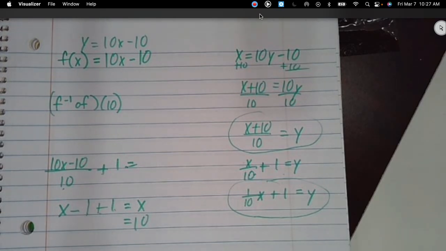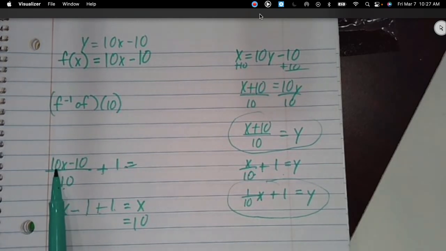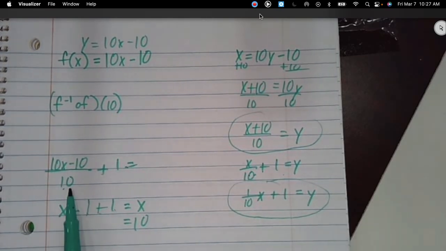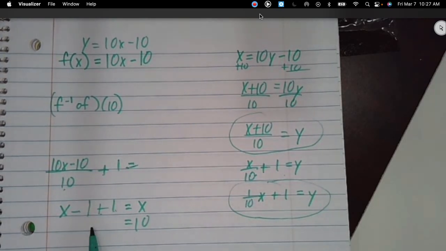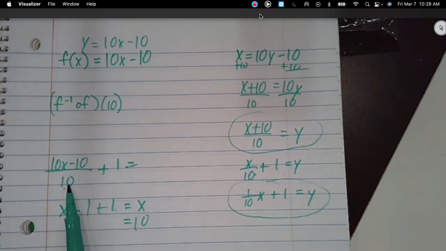Hold on. This may be a stupid question. I'm sure it is. But when I was watching you subtract 10 from 10, how did you get 1? When I subtract, I had 10x over 10. The 10s cancel out and it's x. I have minus 10 over 10. The 10s cancel out to 1. How 1 instead of 0? 10 over 10 is 1.